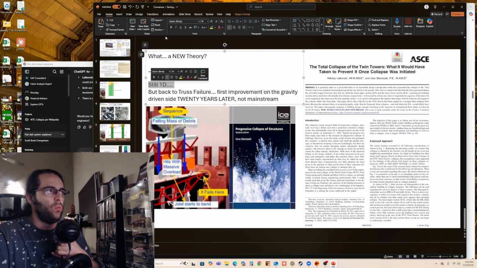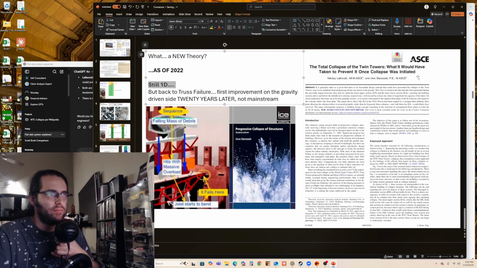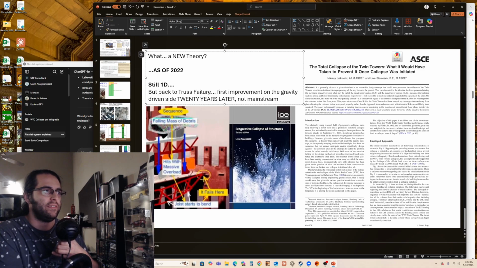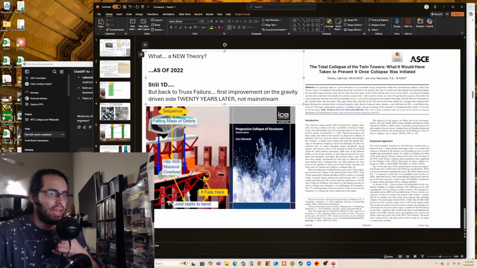It's still one-dimensional, but it goes back to a truss failure and not a column failure. And it's the first improvement on the gravity-driven side, 20 years later. And it's not just 20 years after the disaster, 20 years after Bazant's 1D model, which was introduced 2 days after the collapse of the towers.